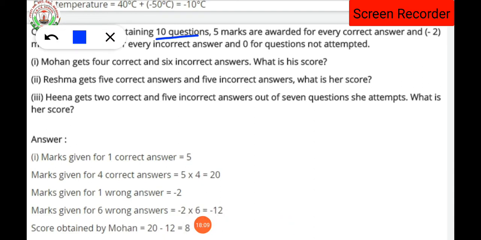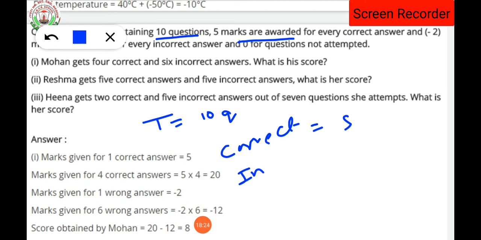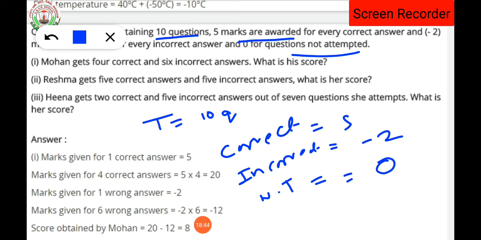10 questions, total questions are how many? 10. Okay, 5 marks are awarded for every correct answer. For a correct answer how many marks are awarded? 5 marks. For incorrect answers, suppose some answer is wrong, for that -2 marks, negative marking is there. And if the student has not attempted the question, that means they did not solve it, for that 0 marks will be there. Clear up to here the question?